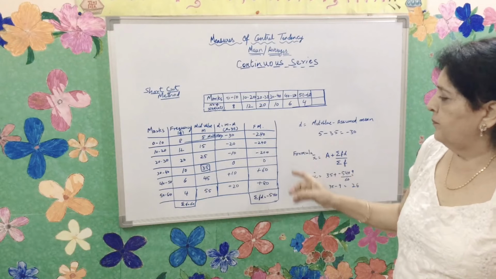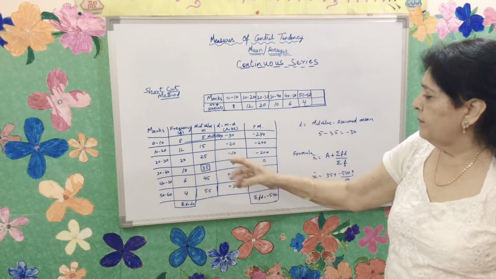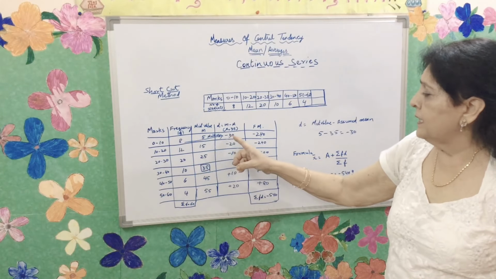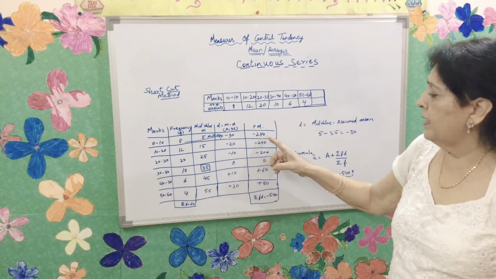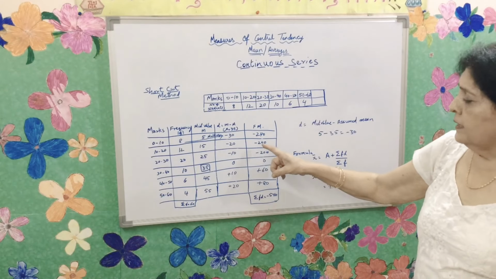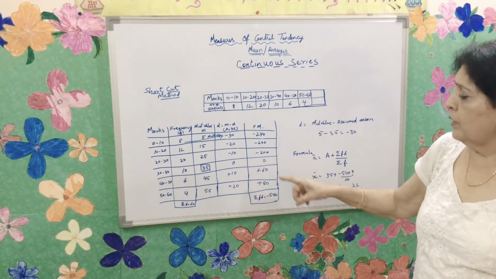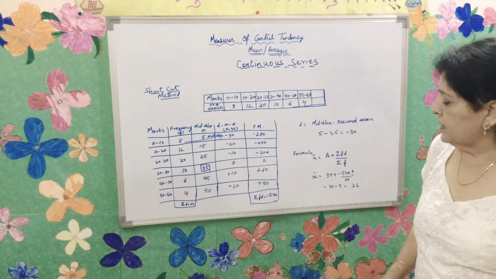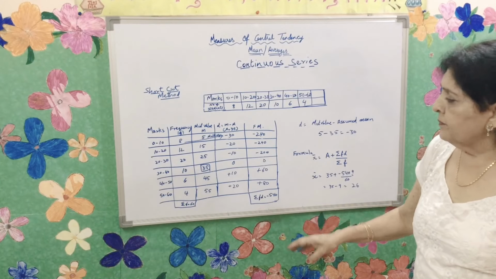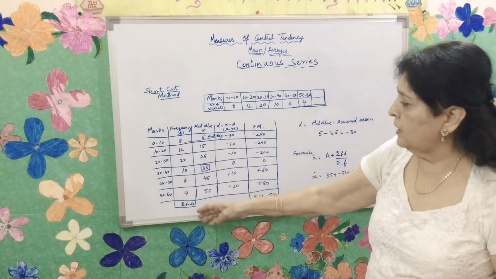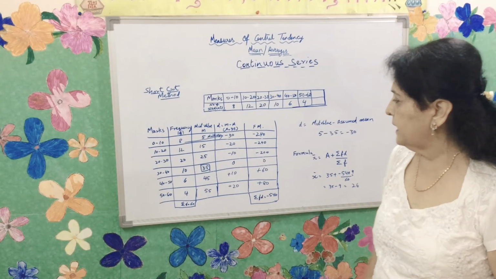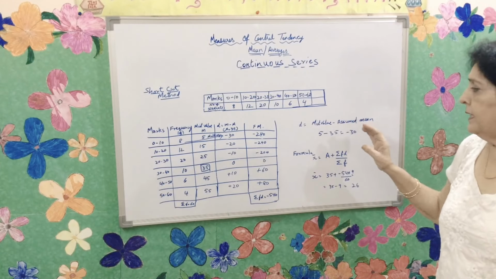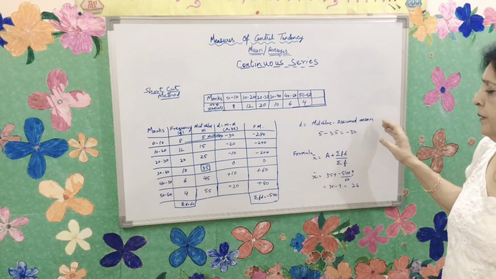And now fD. f is 8 and D is minus 30. So you multiply 8 by minus 30, you get minus 240, and similarly you get again minus 240, minus 200, 0, plus 60, plus 80. When we total all this, we get minus 440, and when we total frequency, we get 60.